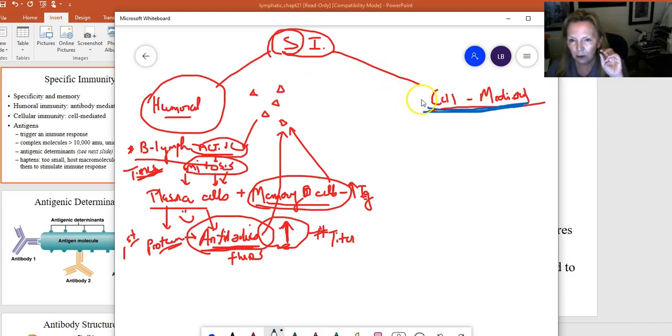Again, cell-mediated immunity, this is the part of the specific immunity that is also recognizing a foreign antigen. The cells that are necessary for this particular half of specific immunity are actually called T8 cells.